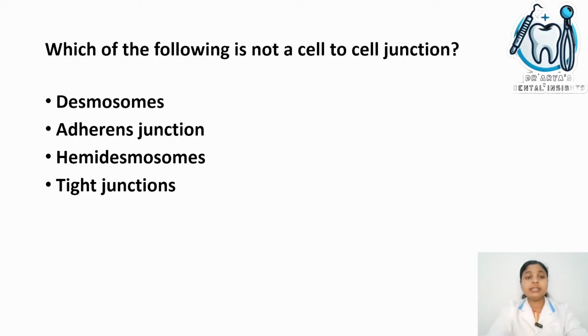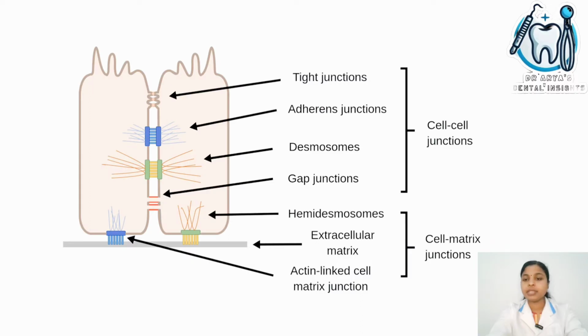So coming to the next question, which of the following is not a cell-to-cell junction? This is a question about cell junctions. Desmosomes, adherence junction, hemidesmosomes, or tight junctions. So these are the cell junctions. Here this is the tight junction. These are the adherence junctions. These are the desmosomes and these are the gap junctions. And these constitute the cell-cell junctions.